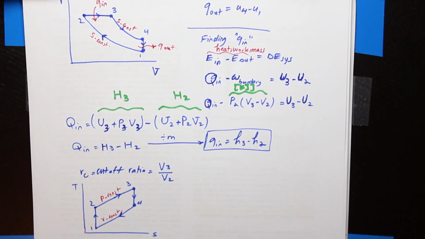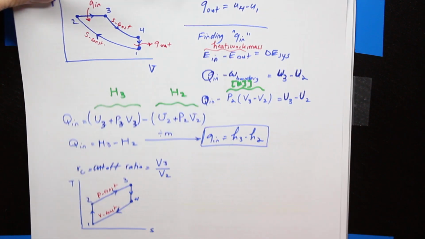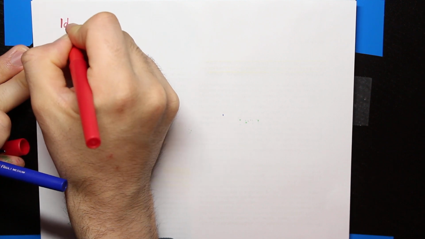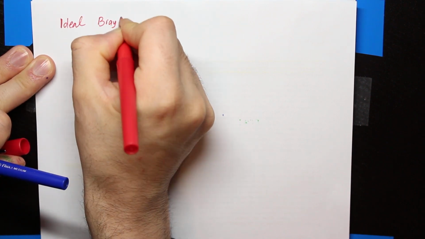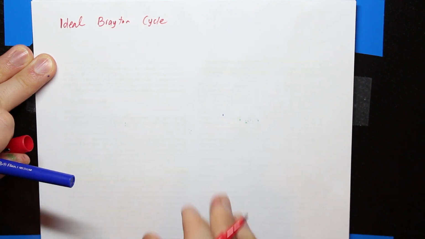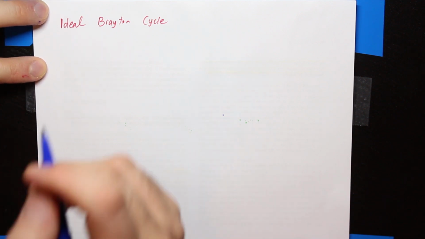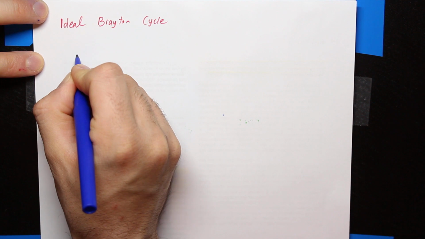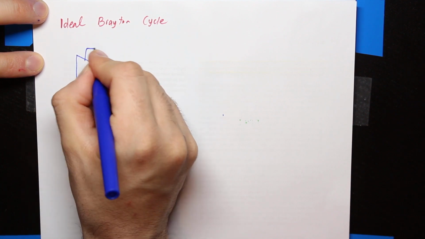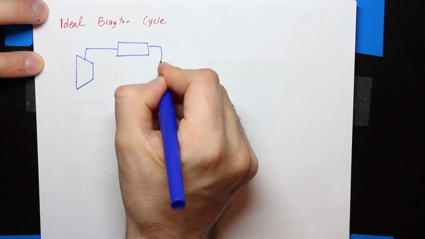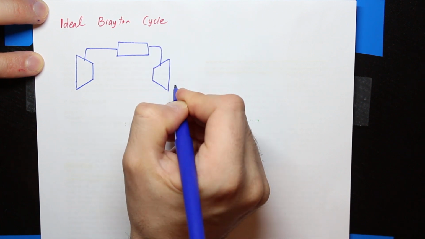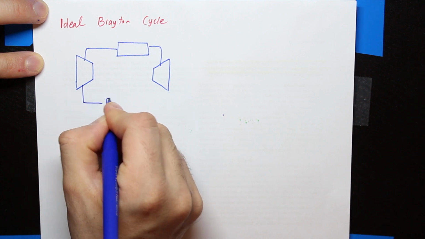For the last part of the review, I would like to talk about the Brayton cycle, and I am reviewing the ideal Brayton cycle. There are two applications for the Brayton cycle. One of them is in gas power plants, and the other one is in jet engines. So those are some of the applications of the Brayton cycle. In the ideal Brayton cycle, we have 4 components. Let's say this is the compressor, this is the heat exchanger, and this is the turbine. And here we have another heat exchanger.